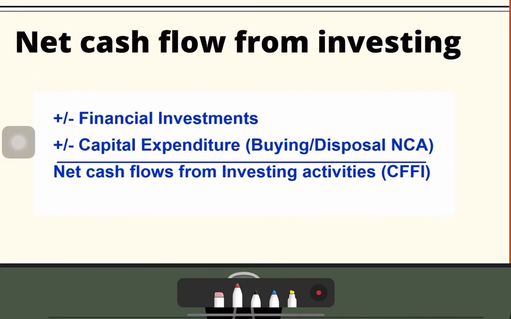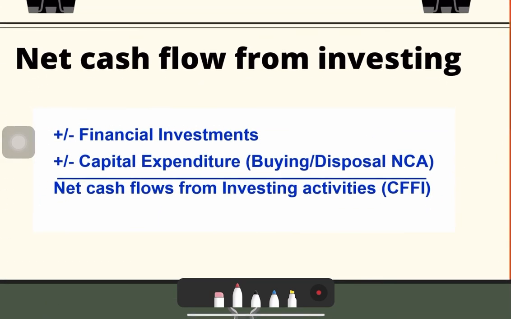Okay, and then next is the net cash flow from investing. This is quite straightforward. You are going to add or minus any financial investment, and then you are going to add or minus any capital expenditure, involving buying or disposal of non-current assets. So if you are buying the non-current asset, there is an outflow. When you dispose of the non-current asset, there is an inflow. You receive money when you sell, and when you buy, minus, because money goes out. So you will get the net cash flow from investing activities, CFFI.